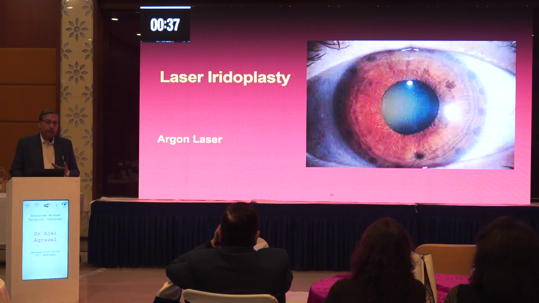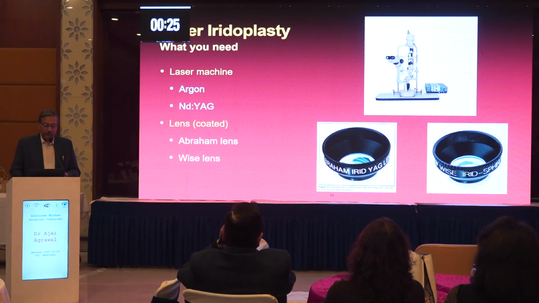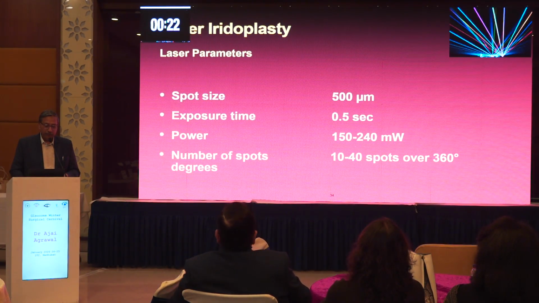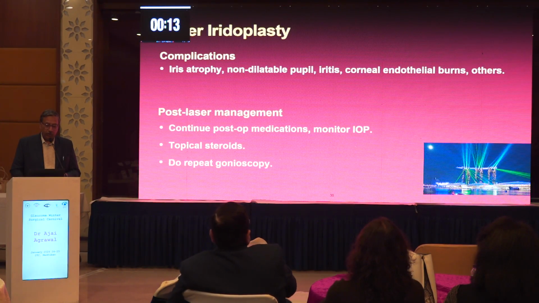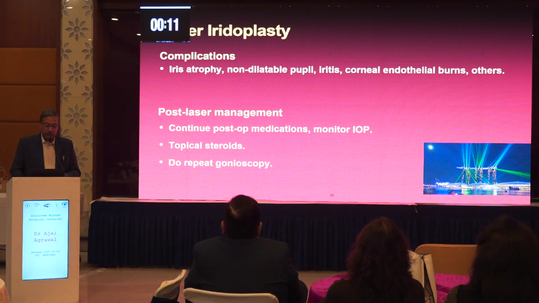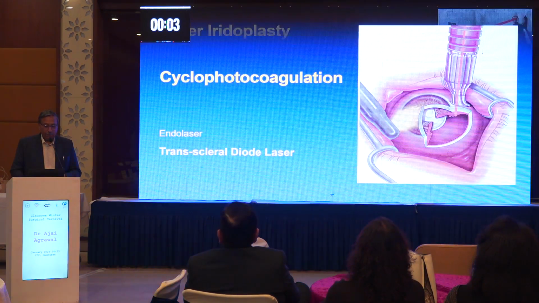Sometimes when you have steamy corneas, you are not able to do a primary PI. You can do a laser iridoplasty. Again, it is non-invasive and is useful, for example, in plateau iris. Again, the requirements are pretty similar. A spot size here is much bigger at 500 microns for half a second. The power will be in the range of 100 to 200 milliwatts, and 10 to 40 spots is what you should be aiming at. Again, post-operative steroids are needed in this case also.